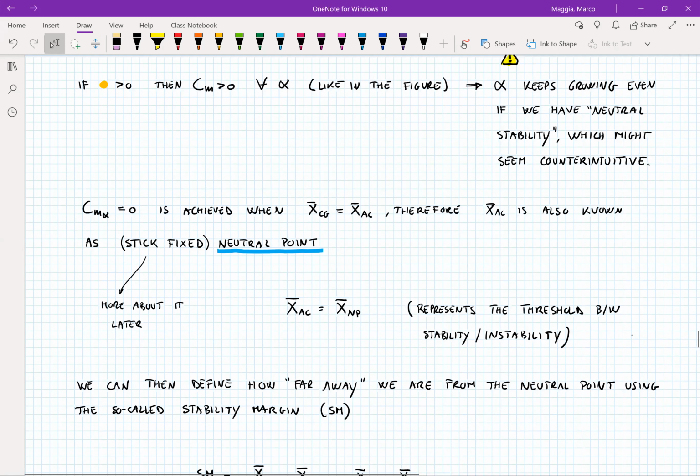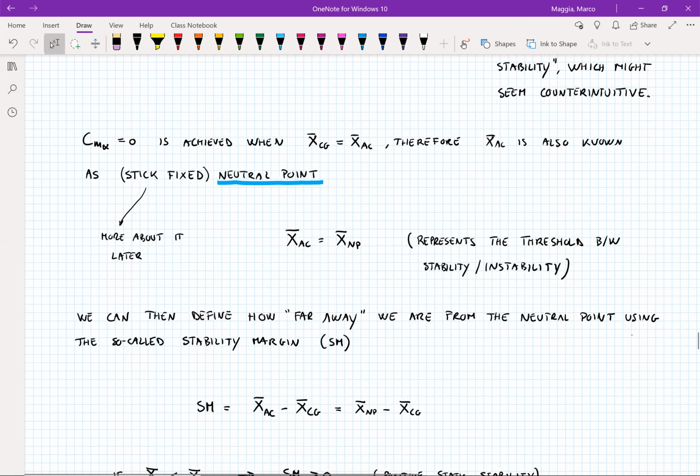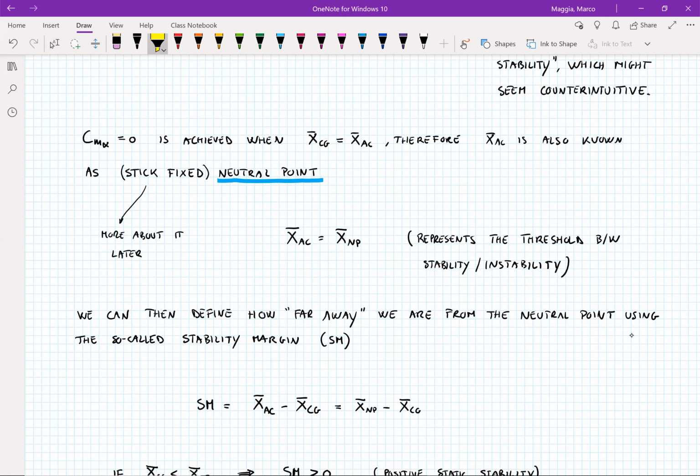Okay, so neutral stability implies two things. Well, it's the same thing actually. You can either say that Cm alpha is equal to 0, or that the center of gravity coincides with the aerodynamic center.